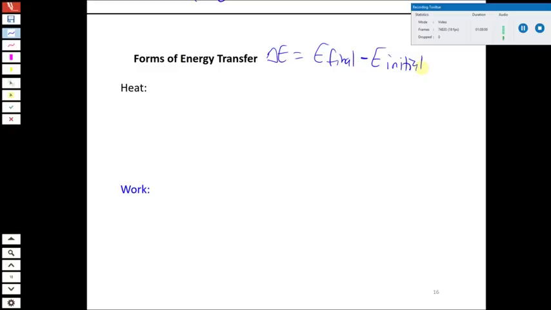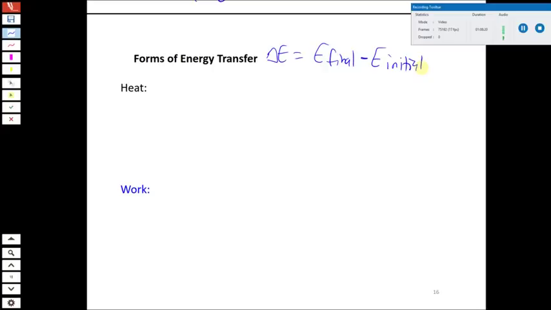Okay? So whenever you're transferring energy, the only two ways that you can transfer energy are via heat or via work between the system and the surroundings. So either transferring heat from the system to the surroundings, or from the surroundings to the system, or transferring work from the system to the surroundings, or from the surroundings to the system, if I said that right. But it's always a transfer between the two in the form of heat or work.